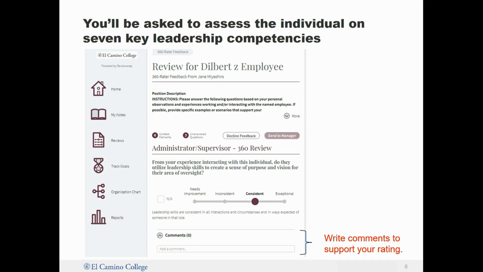Remember, there is no right or wrong answer. Your assessment is based on your personal experience and observations, but your comment should be as constructive as possible. We'll discuss in greater detail what constructive feedback consists of.